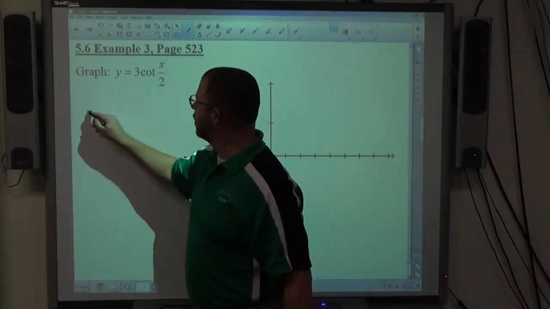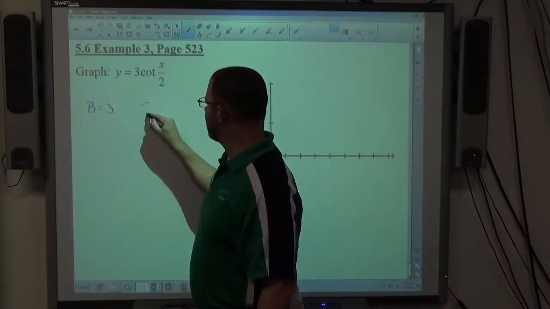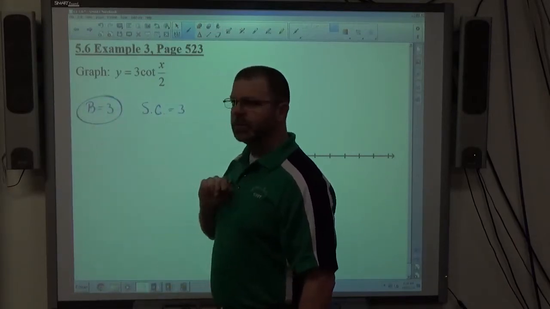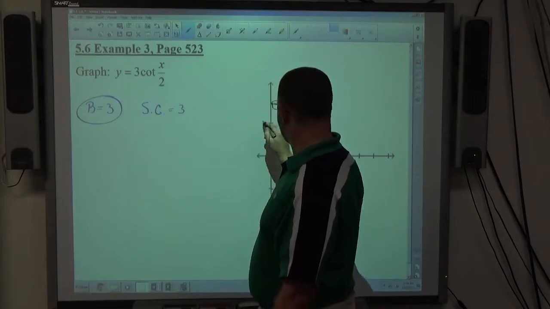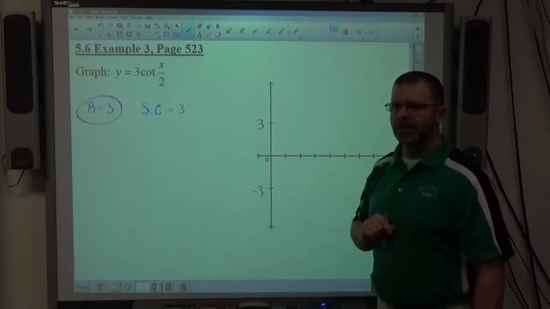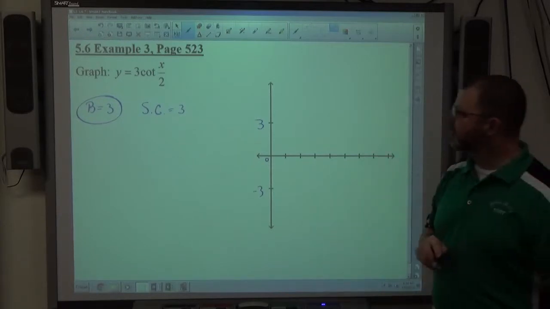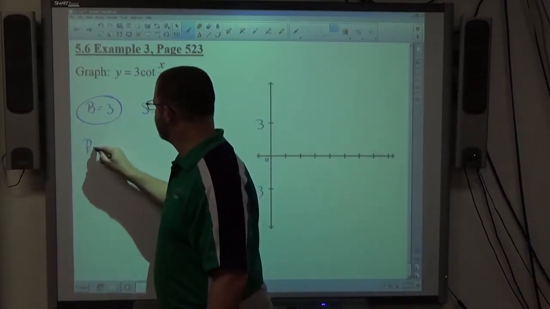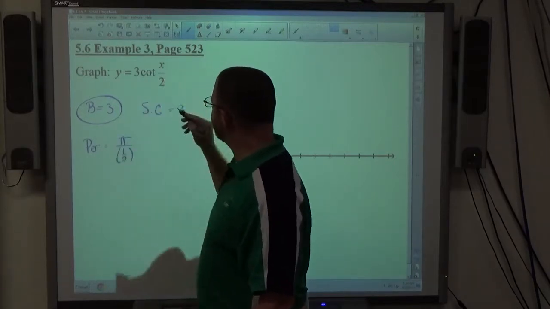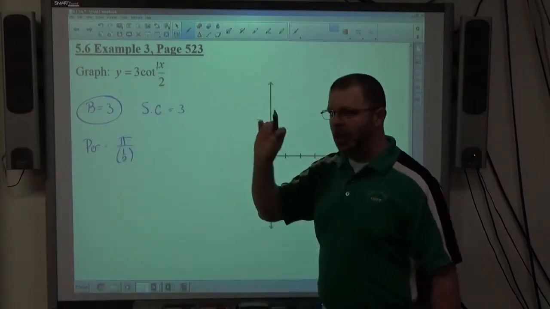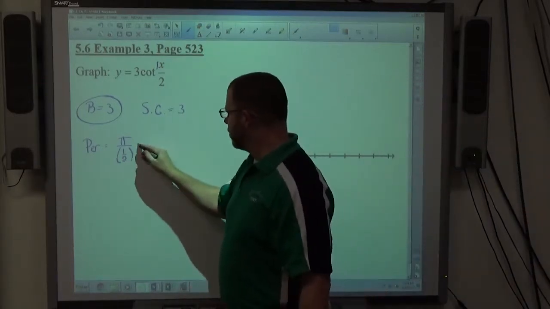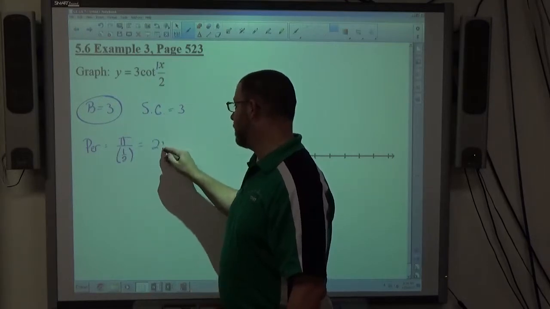So we can see that b is equal to 3, which means my stretch constant is equal to 3, and positive b is equal to 3, negative b is negative 3. So 3 and negative 3 are the values on the y-axis centered at 0. I can see my period is going to be pi over a half, because c is equal to a half. Keep that in mind when there's x over a number, there's a 1 in front of the x, so 1/2. So the period is pi divided by a half, also known as 2 pi.